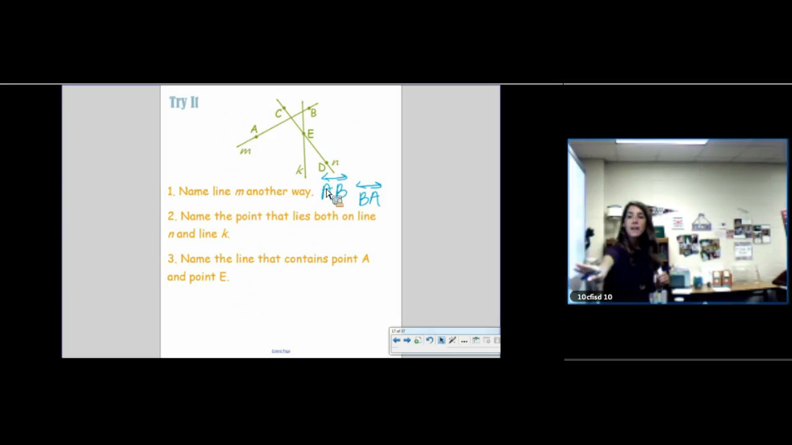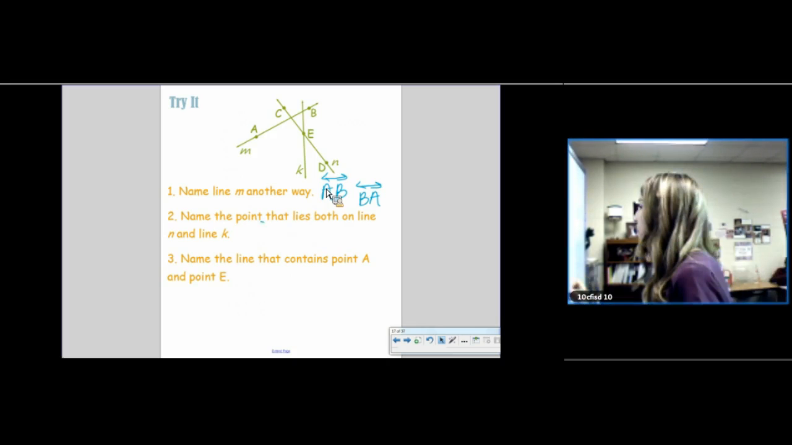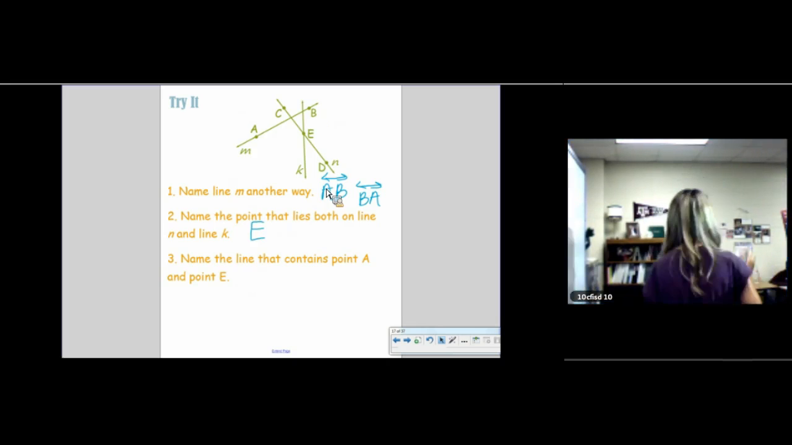Oh, it's right here. Name the point that lies on both N and K. Find line N, find line K. Good, very good. How do you name a point? What does it say on your notes? How do you name it? One capital letter. Awesome. So we just put the capital letter E and we move on right along our merry way.